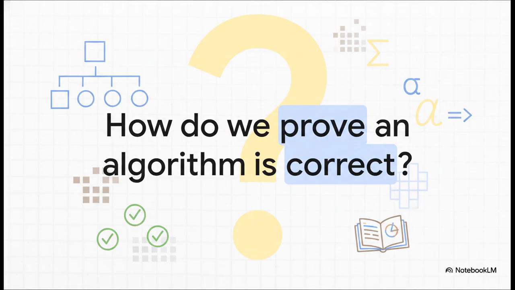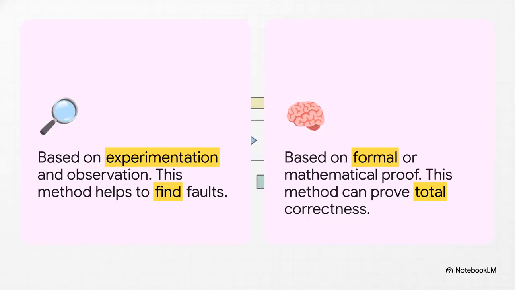And that leads us right to the million-dollar question. It's something every programmer and computer scientist has to wrestle with. How do we get from, I'm pretty sure this works, to I can absolutely prove it works? Turns out we've got two main weapons in our arsenal. On one hand, you've got empirical analysis, which is really just a fancy way of saying testing. We run the code, we see what happens. On the other hand, there's formal reasoning, which is pure logic and math. You don't even have to run the code. One finds bugs, the other proves they don't exist in the first place.